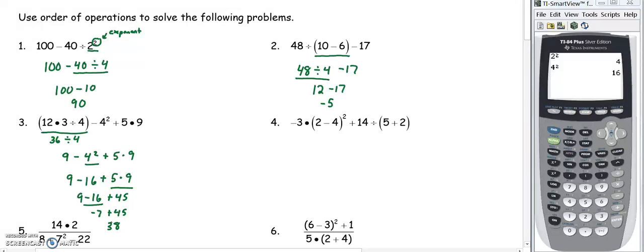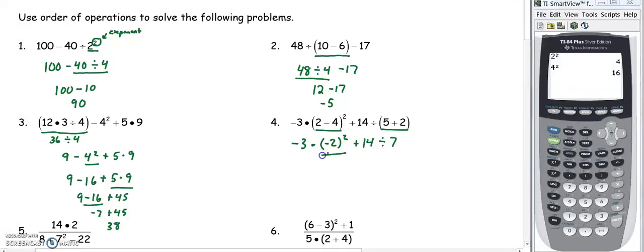Number 4, negative 3 times the quantity 2 minus 4 squared, plus 14 divided by the quantity 5 plus 2. Here we have 2 sets of parentheses, and because there's 2 sets that are separate, we can do them both at the same time. So we have negative 3 times, we're going to do negative 2, because 2 minus 4 becomes a negative number, I'm going to leave it in parentheses still because it has an exponent. Plus 14 divided by 7 because 5 plus 2 is 7.